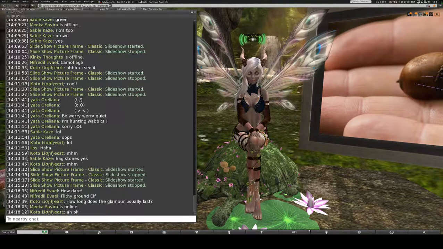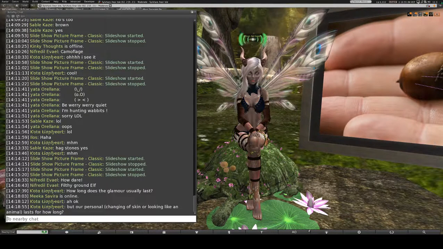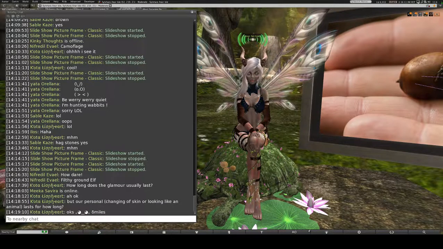The glamour ability to look like an animal, I need to delve into this a little bit because I need to make sure that the rules are followed. Looking like an animal, because it's your own personal glamour, is going to last as long as you want it to. To delve into those rules a little more, you cannot glamour yourself to be anything bigger than what you actually are.